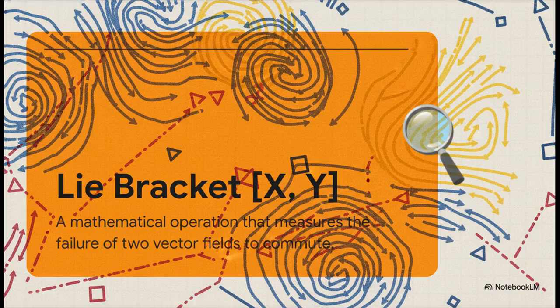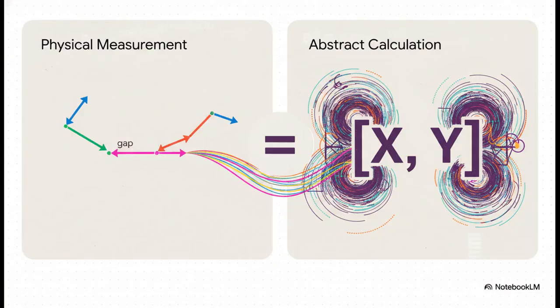It's called the Lie bracket, and its entire job, its whole reason for existing, is to take two of our vector fields, X and Y, and calculate the precise error you get when the order is switched. It is the perfect mathematical measuring stick for path dependence. And here is the absolutely brilliant reveal. The physical, tangible gap that you can actually see and measure after taking that special journey is exactly equal to the number you get from the abstract Lie bracket formula.